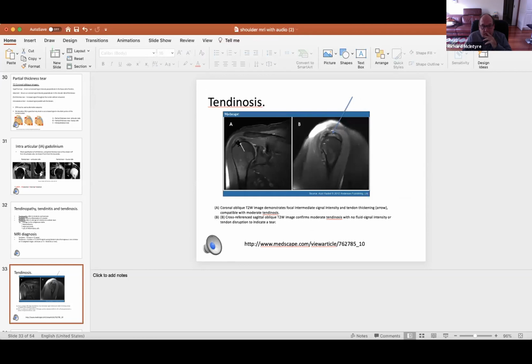So we have a signal, if you can see it there, there's a signal of tendinosis in that area of that supraspinatus tendon. And then of course when we do a sagittal image of the shoulder, we can see that inflammation there and that increased signal in the shoulder, in particular in the supraspinatus tendon.